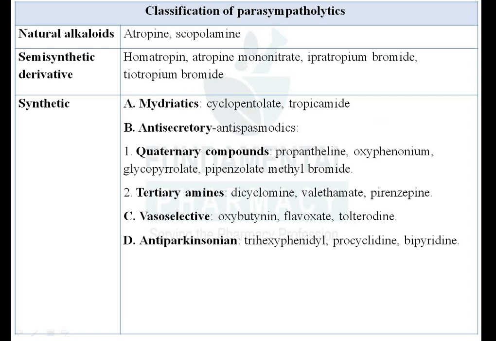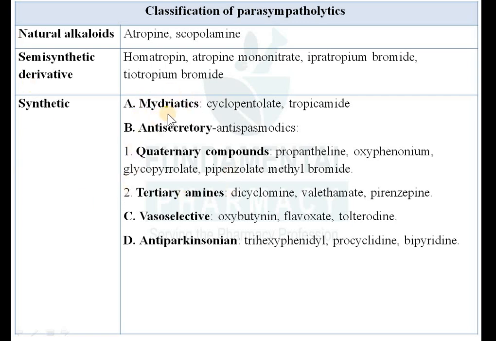So natural alkaloids like atropine, scopolamine. They occur in Atropa belladonna and Datura metel. These plants contain tropane alkaloids. They are biosynthesized from the amino acid ornithine. Remember, the ornithine question has come once. Semi-synthetic derivatives of atropine: homatropine, atropine methonitrate, ipratropium bromide. This ipratropium bromide is used in bronchial asthma by inhalation. Tiotropium bromide, then synthetic derivatives.